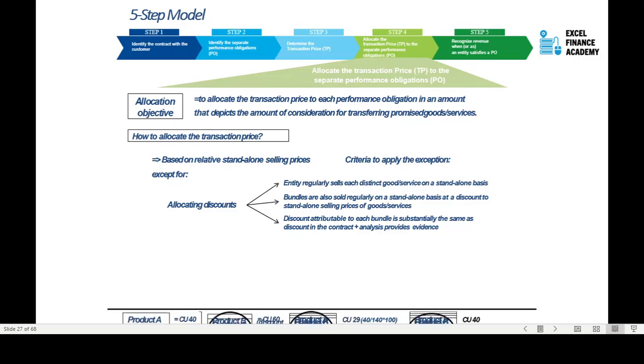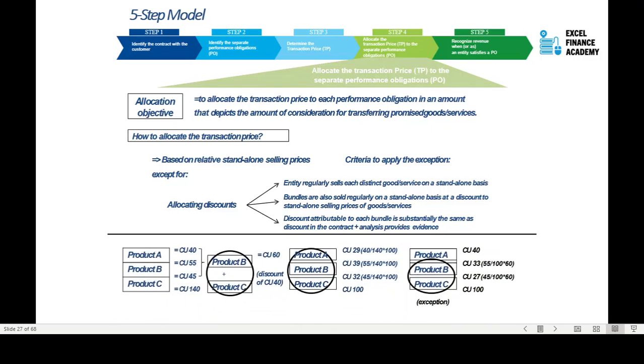For example, let's say we are selling products A, B, and C, and there are two choices. One is we bundle products B and C into one and sell it for $60, and we sell product A for the normal price of $40. Or we combine everything together and sell it for $100. In that case, if we sell everything as a bundle for $100, the allocation would be 40 divided by the total price, which is 140, multiplied by 100, and the discount would be allocated equally to every product: A, B, and C.